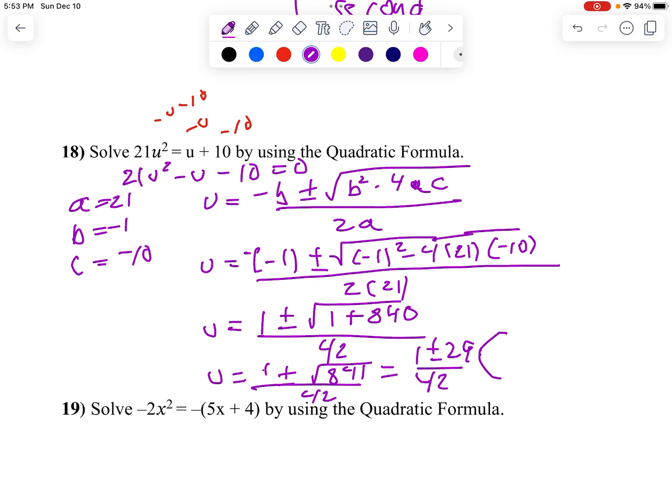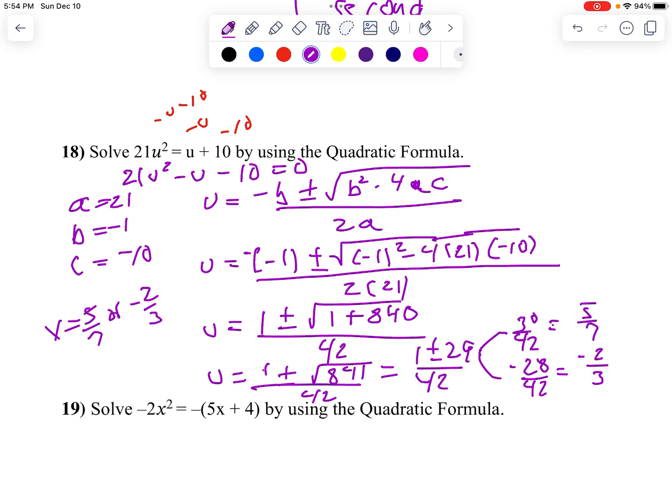So we get 1 plus 29 is 30 over 42. And if we divide by 6, we get 5 over 7. And then 1 minus 29 is negative 28 all over 42. If we divide by 14, we get negative 2 over 3. So u equals 5 over 7 or negative 2 over 3.